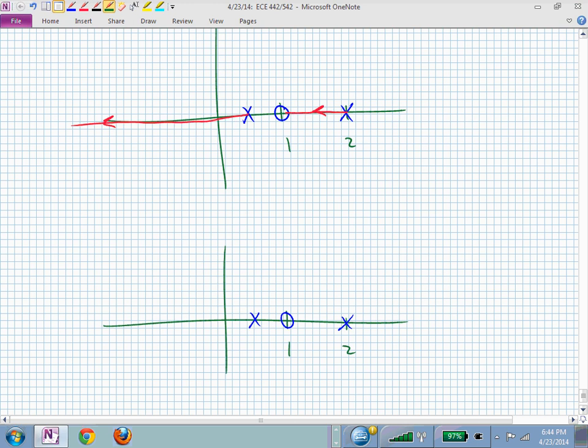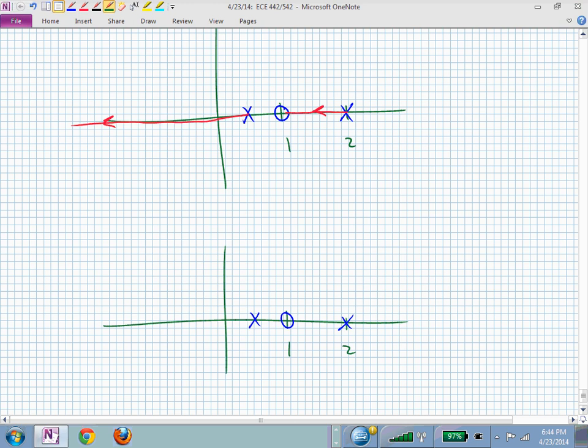Because what's happening with this guy? With just a gain, I have a segment locked between 2 and 1. I need to somehow get rid of that segment. How do I get rid of that segment between 2 and 1? I need to put a pole over here to the right of z equal 1, don't I?